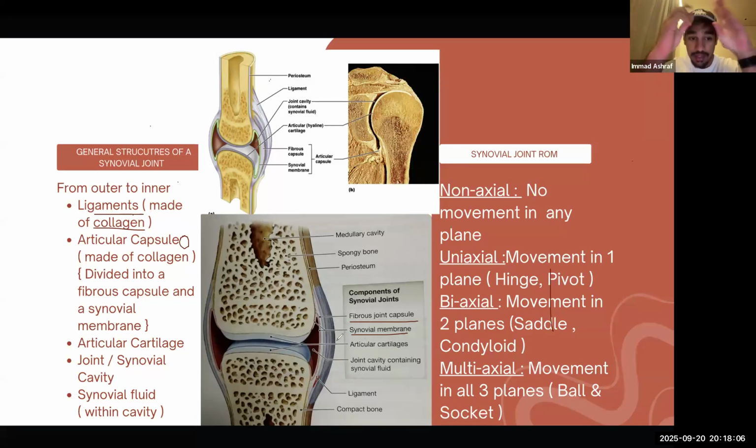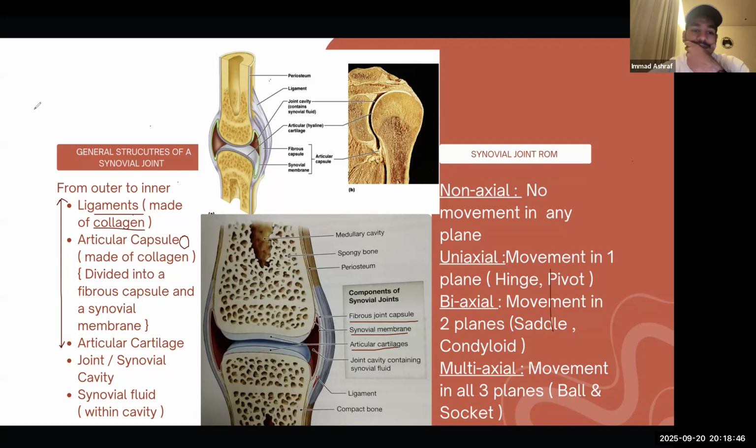So that's next. And then we have the articular cartilage. The articular cartilage is even deeper than the synovial membrane. And then after that, you have the joint cavity itself. So everything outside of this is what's covering the joint cavity. And then within the joint cavity, you have the synovial fluid to reduce the friction, right? So from outer to inner, you have ligaments, you have the articular capsule. The capsule is subdivided into fibrous capsule and synovial membrane. Within the synovial membrane, you have the articular cartilage. And then after that, you have the joint cavity and the synovial fluid within the joint cavity.